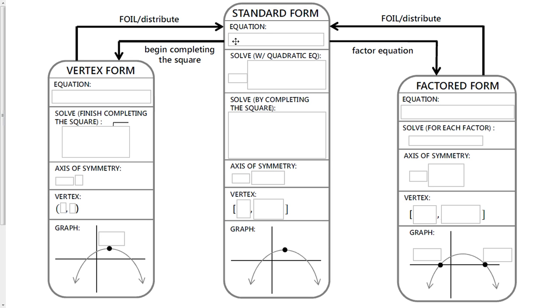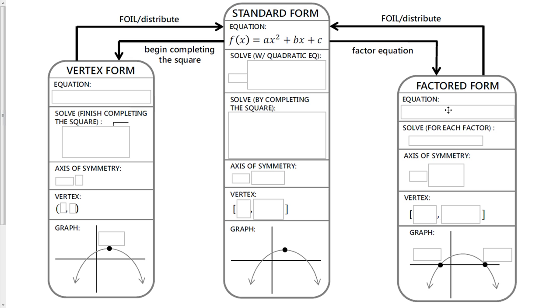In standard form, you have your f of x or your y on one side equal to ax squared plus bx plus c. Now, instead of being like factored form or vertex form where we use parentheses, everything is expanded out when we're in standard form.